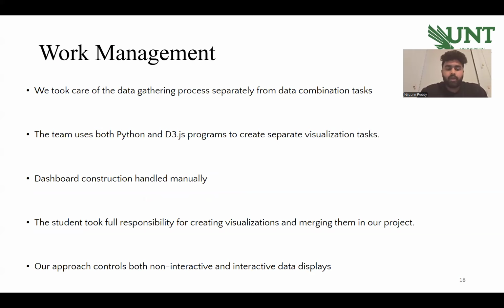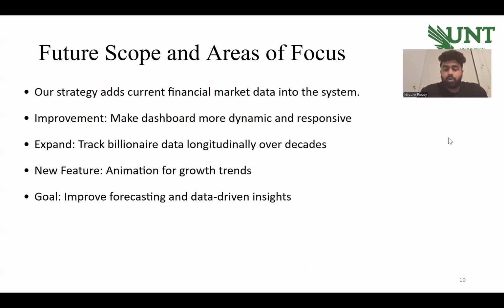Looking ahead, our future scope is pretty exciting. We want to integrate real-time data feeds, for example, connecting to APIs that update billionaire net worth dynamically. We are also exploring predictive models that could identify future billionaire hotspots based on GDP growth and innovation indices.